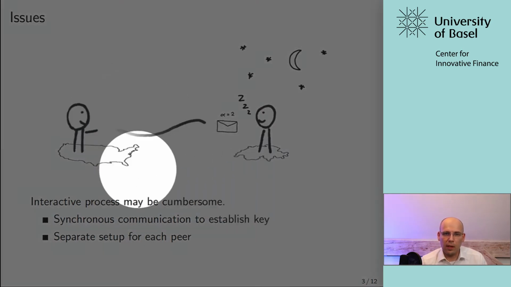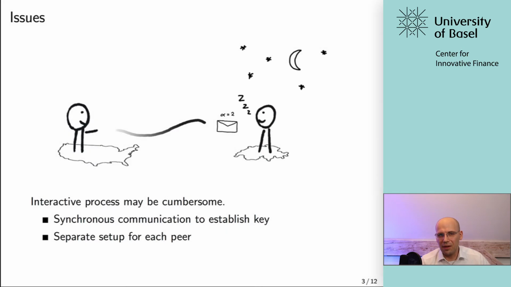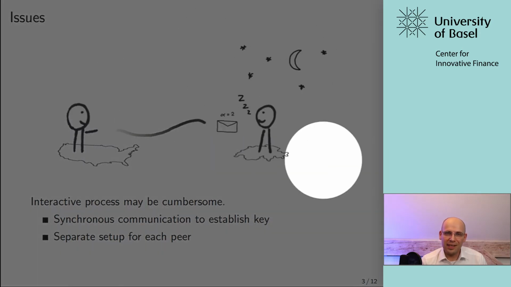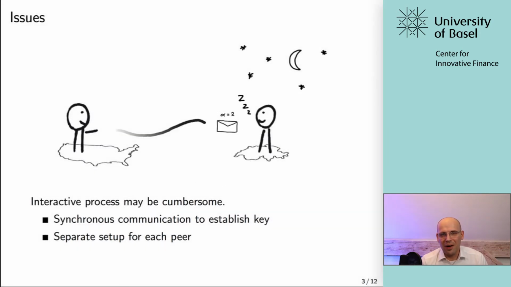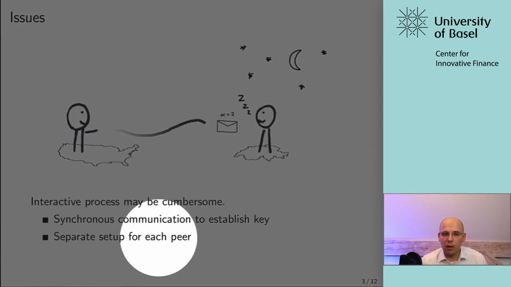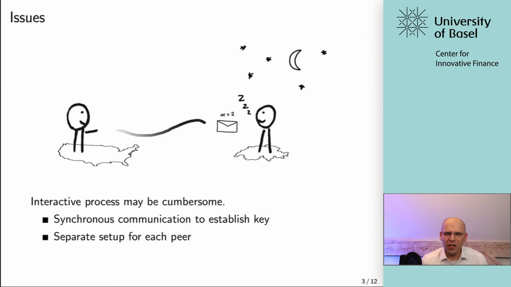When you think of it, for example, that somebody is in the US and someone is in Switzerland, and you have to establish this key, it might not be the easiest to actually respond to the message and just do that in a synchronous way. Of course, you could automate it, but then you'd still have the problem that you had a separate setup for each peer, which might be a big issue when you think of all of these economic agents, and that each and every one has to establish this key process with each and every one of the other agents. That would be really cumbersome and actually a waste of resources.